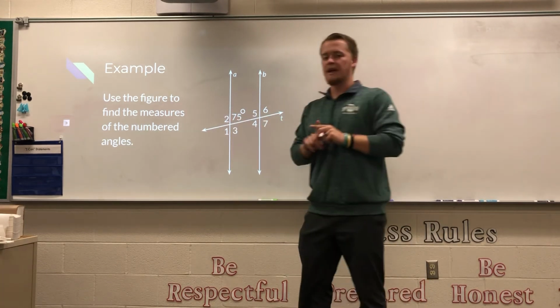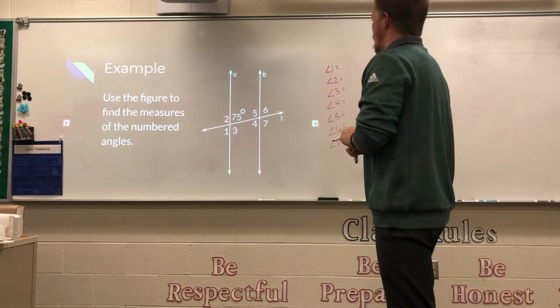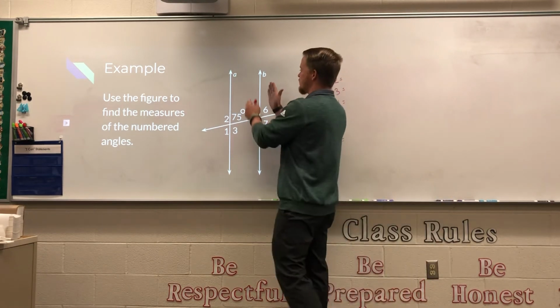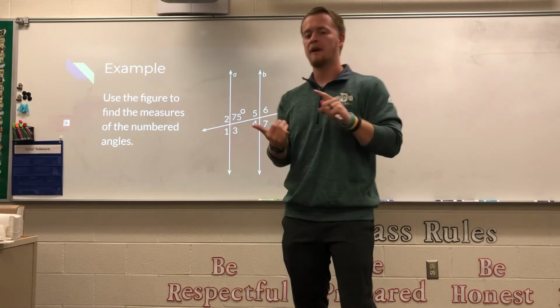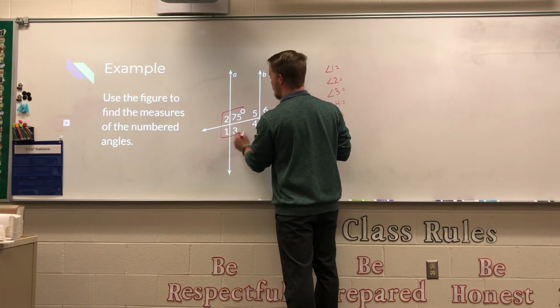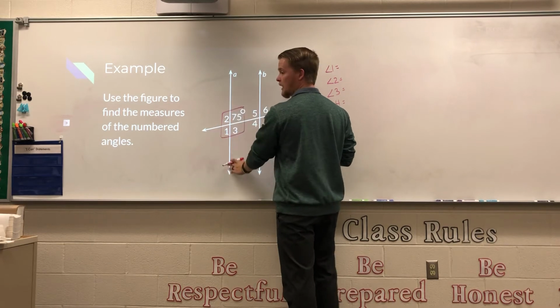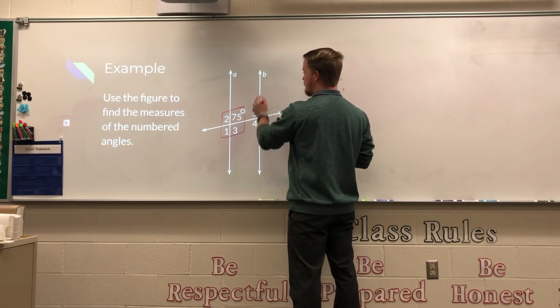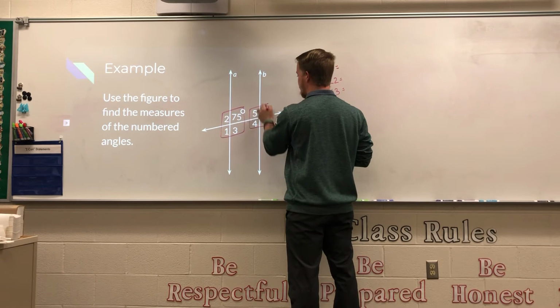So they give us the one angle, which is 75 degrees. And then again, we can go through that same process. Identifying our parallel lines would be the first thing. So parallel lines are A and B. I'm going to make the box around parallel line A and its angles, and parallel line B, I'll make the box around its angles.